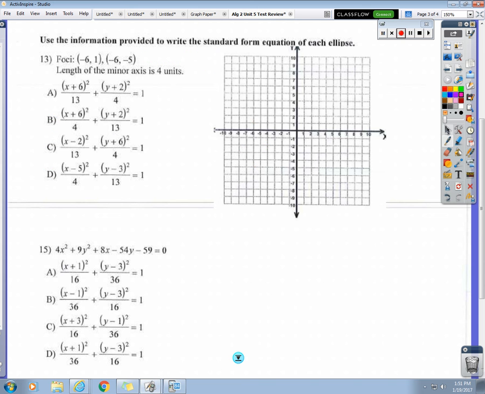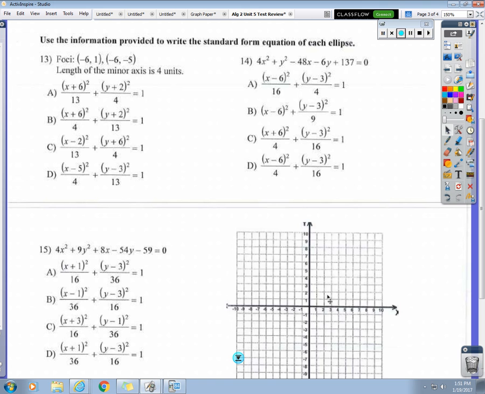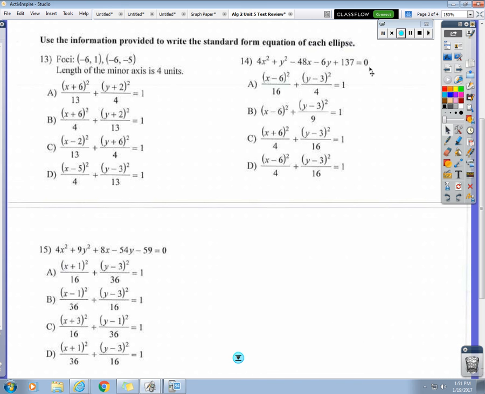Okay, number 14. We're not going to need a graph for this. They want you to change it from general form to standard form. This is what we just finished up yesterday. So what's the first step? Right, group your variables and move the constants. So that'll be 4x squared minus 48x plus y squared minus 6y equals -137. Then what do you do?